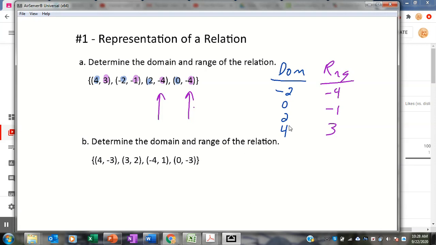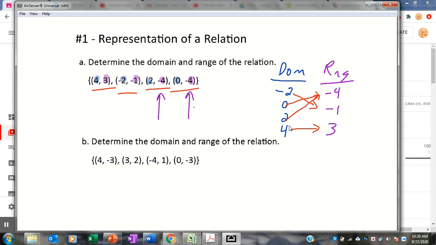Now, the last thing that we're going to do is write or draw our arrows in. So the first ordered pair would have been 4, 3. So 4 goes to 3, just like that. The next ordered pair we have is -2, -1. So -2 goes to -1 like that. The next ordered pair is 2, -4. So 2 would go to -4 like that. And the last one is 0, -4. 0 goes to -4 like that. So you can see you can have more than one arrow going from the x's to the same y. That's okay.